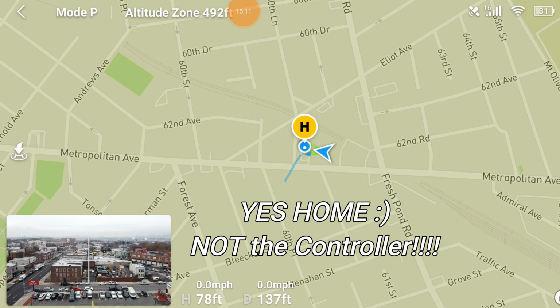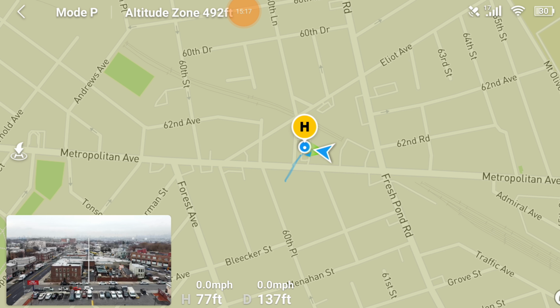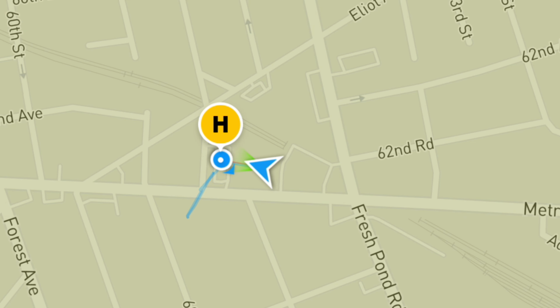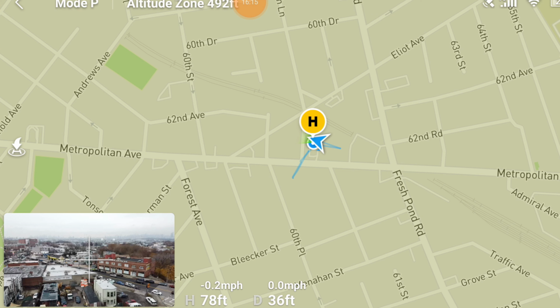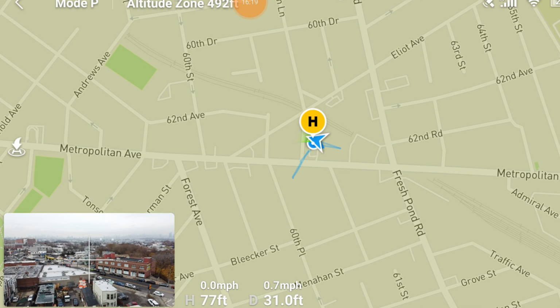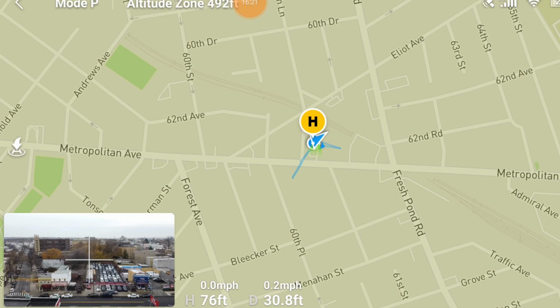This is actually an easier way to fly back home. And at the bottom left, you actually have a little mini view of where you're going as well. There we go. I'm using the map screen. And again, the telemetry is there at the bottom left, so you can see your distance and your height. I'm 36 feet away. I'm literally right above me. There we go.